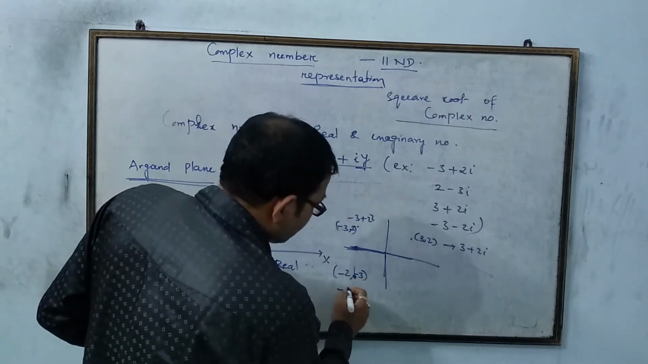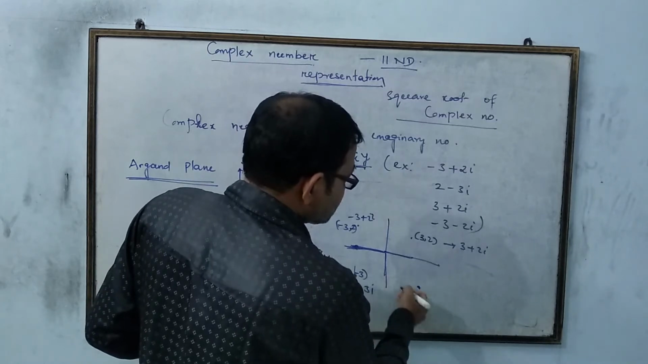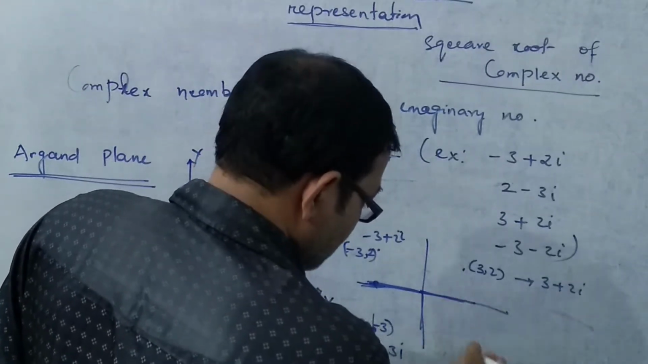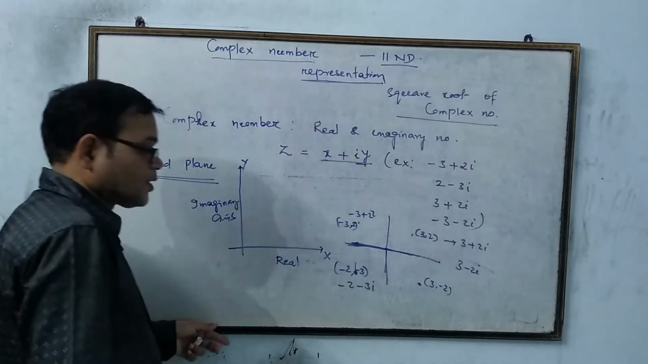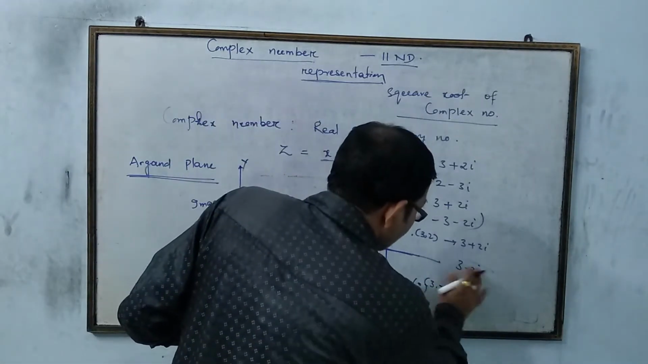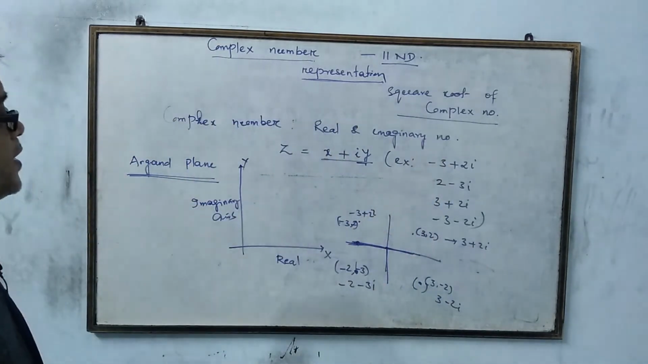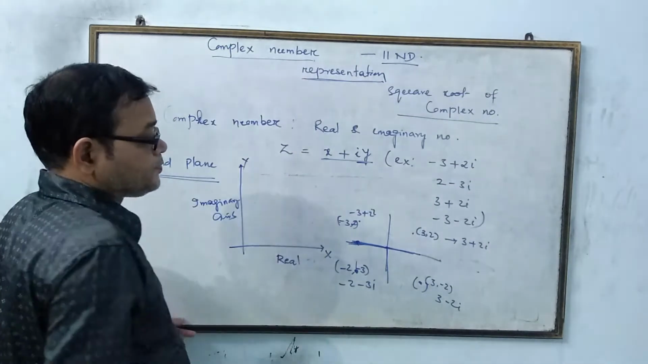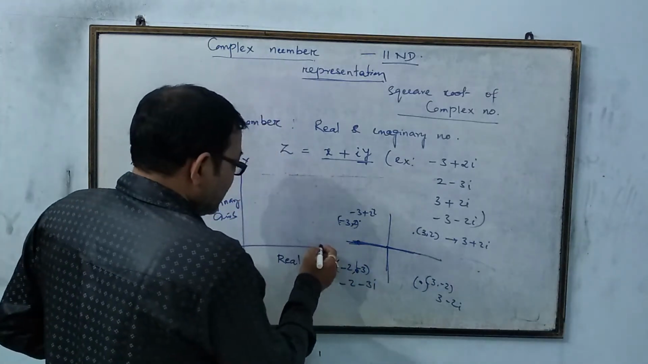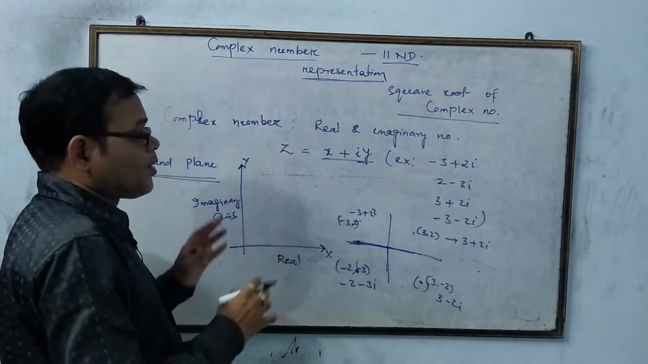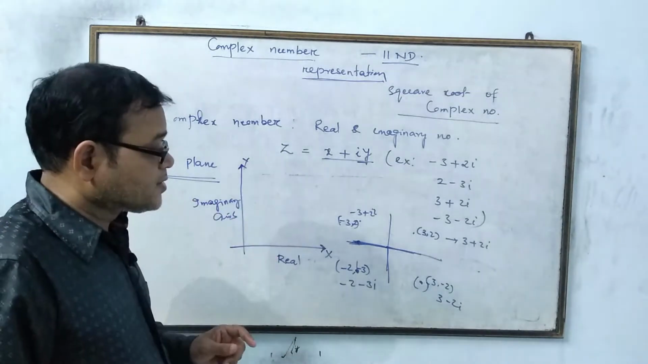What is the complex number notation here? Minus 2 minus 3i. Similarly, if this is plus and this is minus, let us take 3 minus 2. The complex number notation is 3 minus 2i. Thus, we can represent a complex number in the Argand plane. The Argand plane is nothing but a plane bounded by the real axis and the imaginary axis. The real axis is the x-axis, the imaginary axis is the y-axis.